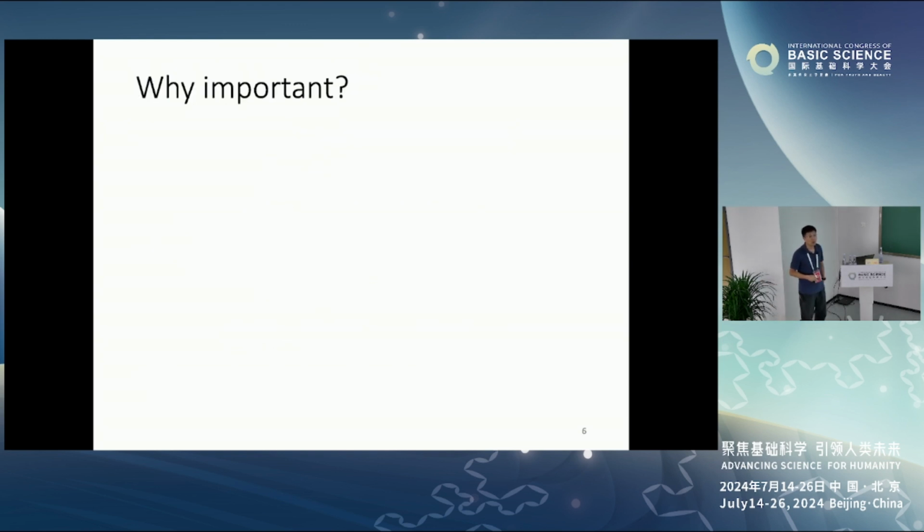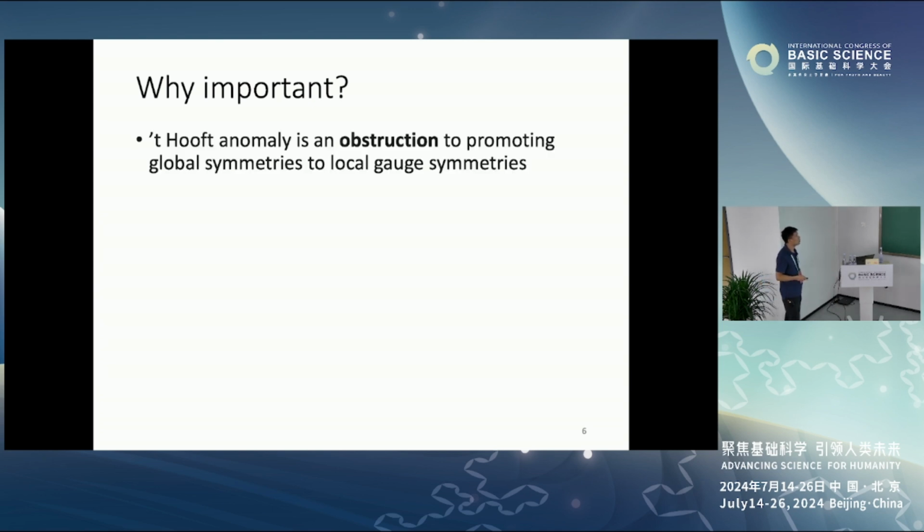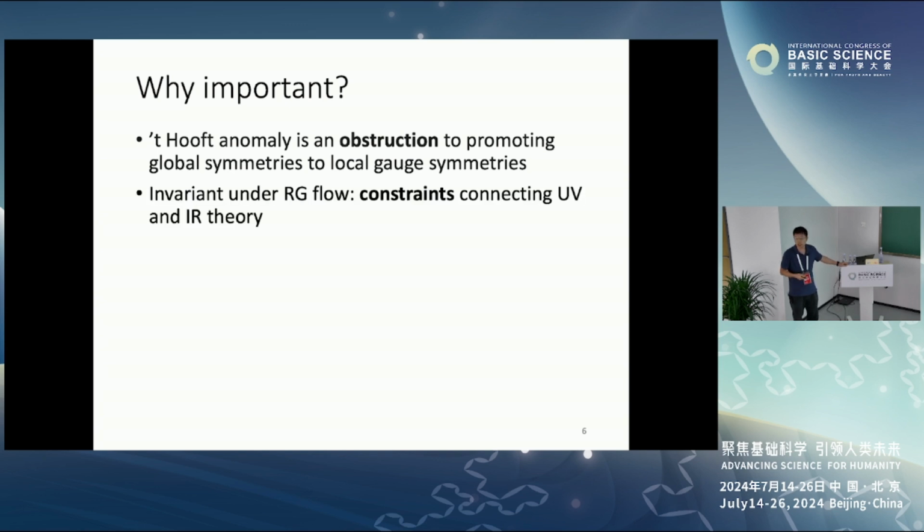Now, why is it important, why do we care about it and want to classify it? The importance is that Hooft anomaly is an obstruction to promoting the global symmetry to a local gauge symmetry, and it is invariant under RG flow. Usually invariant under RG flow.